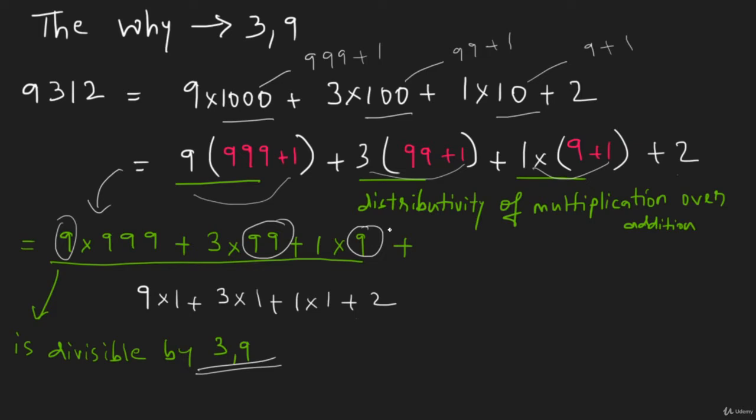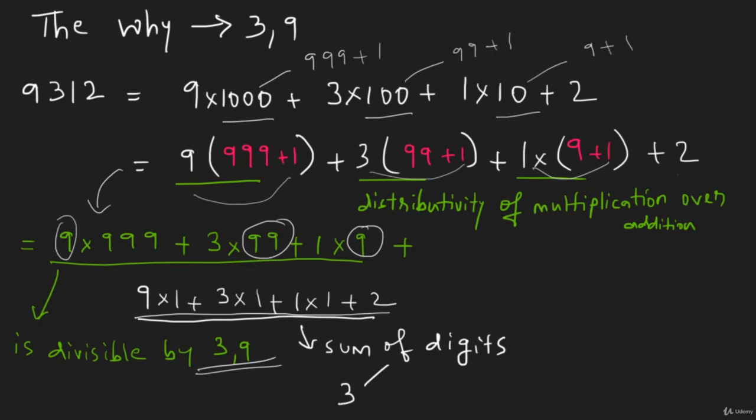So when it comes to checking whether the given number is divisible by 9 or 3, only this part plays a role. And you can see that this over here is nothing but the sum of the digits 9, 3, 1 and 2. That's the digits of this number. So this is nothing but the sum of the digits. Now you can see if the sum of the digits is divisible by 3, the number given is divisible by 3. Similarly, if the sum of the digits is divisible by 9, the given number will be divisible by 9.